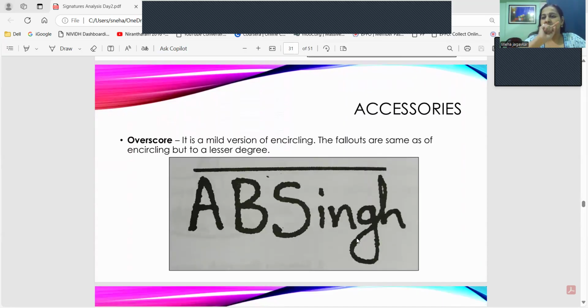Overscore. So, like people do an underscore, there are people who do overscore as well. Now, this is a kind of encircling only, but the degree of what the encircle happens, the overscore becomes a little less. Again, it is something which we can say that the person wants to hide a few things from the people. I mean, they do not wish to show anything to the world. They want everything private. They want everything to be a low key affair.